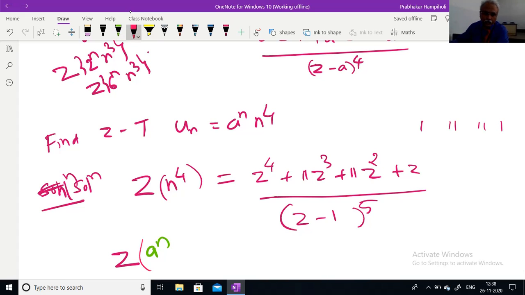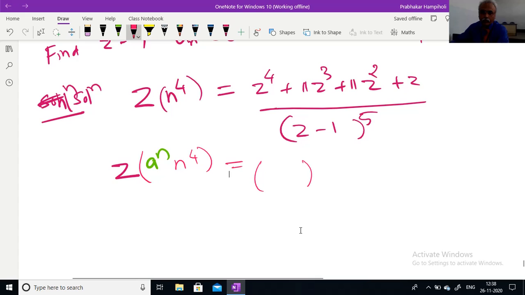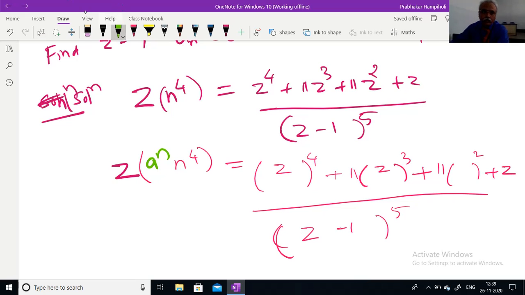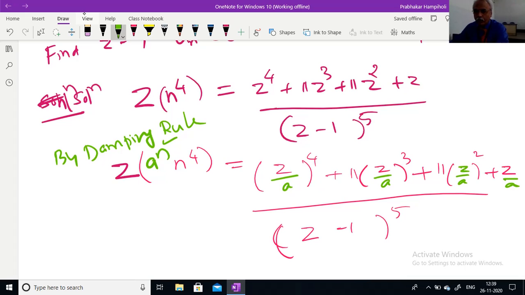So that looks like this. Whatever is there here, same thing, z raised to 4, same thing I am writing, z raised to 3, same thing I am writing, z raised to 2, z all divided by z minus 1 raised to 5, but because of damping rule, by damping rule you should write, use that word without fail. Wherever z is there you should write, because multiplication here, division here, z by a, z by a, z by a, z by a.